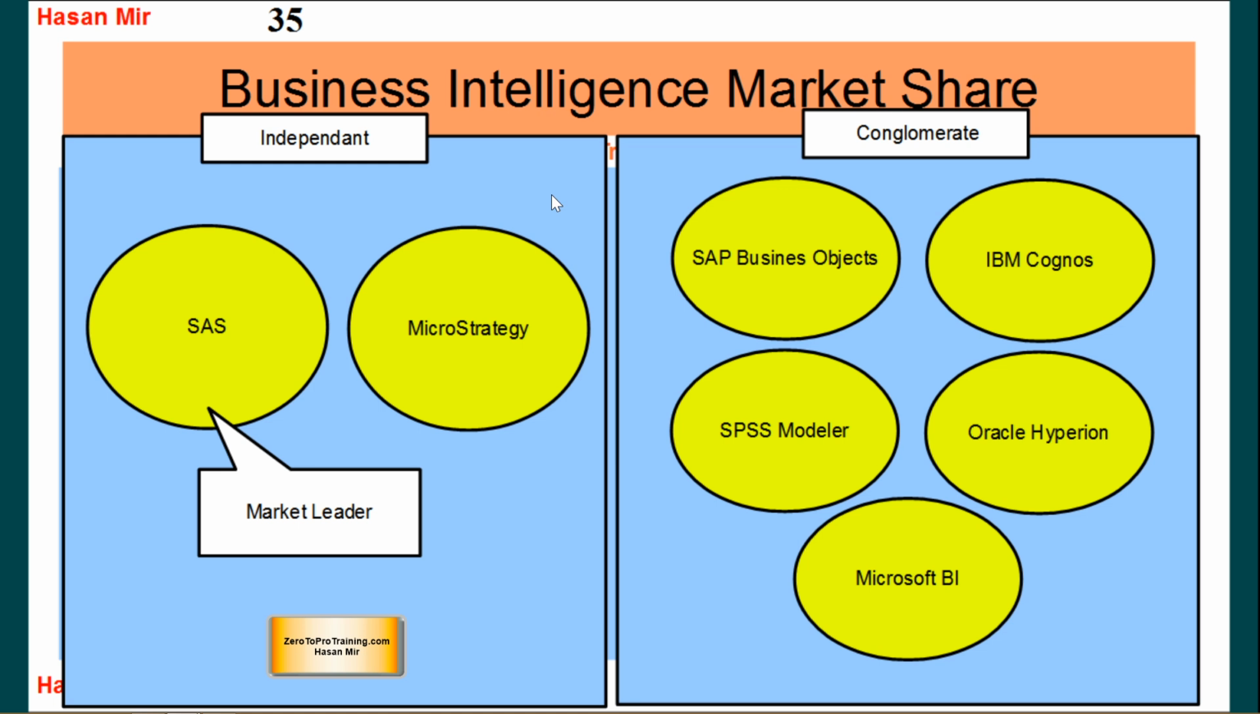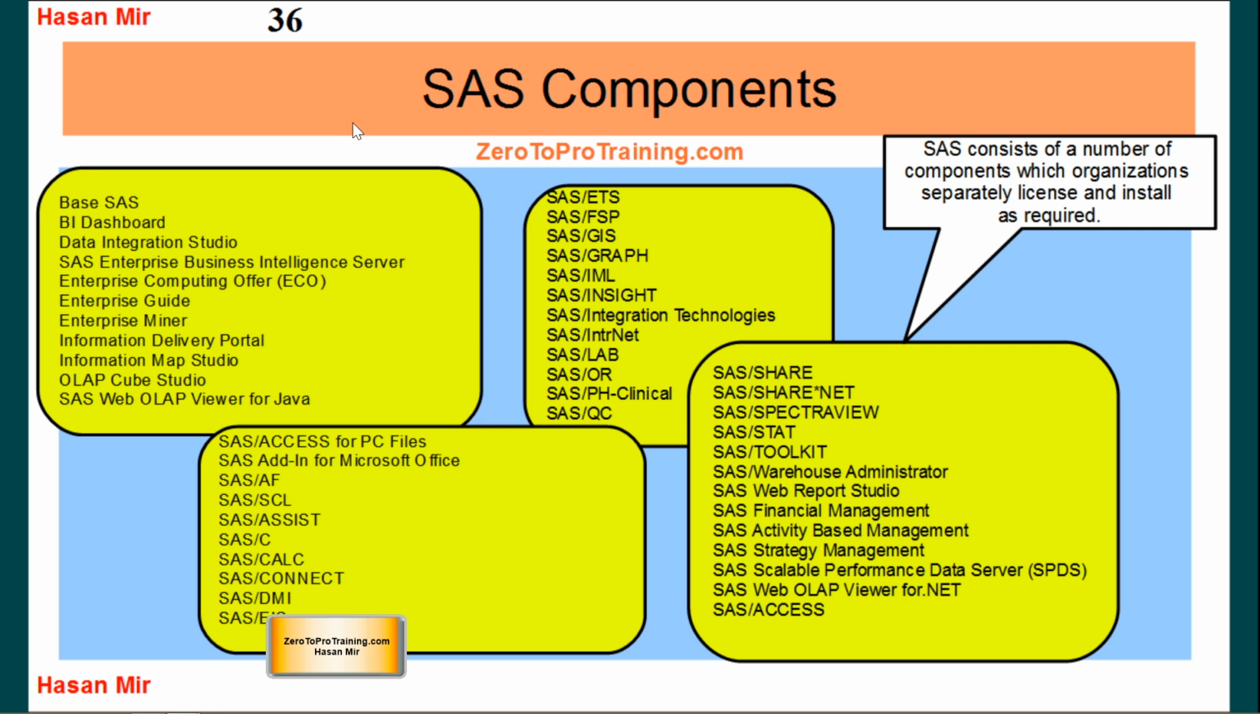There are numerous components within the SAS group of products. You can see them on the screen, and we'll talk about those separately in different videos. Here, the idea is just to list the components so that you have a little bit of an idea how big this suite is. And you can license individually the components that are required.